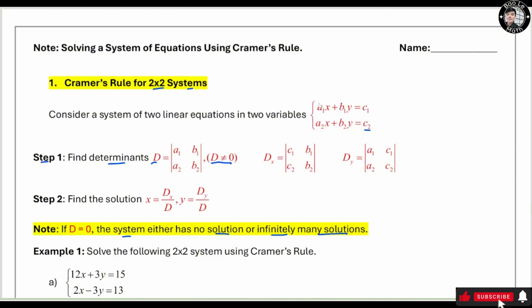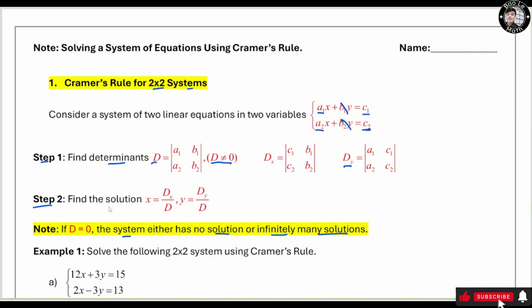For Dx, we're going to ignore this column right here. So we have C1, C2, B1, B2. Make sure you know how to rearrange this one, right? Now, for Dy, we're going to ignore this column. So it could be A1, A2, C1, C2, right?